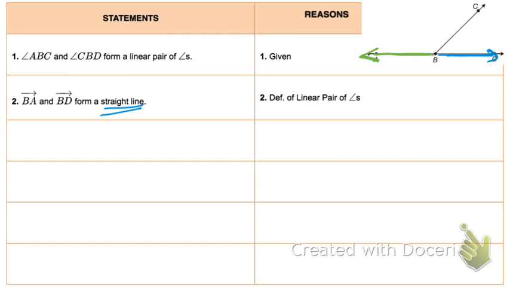So remember, with proofs, you can say a statement and then you have to say, well, why can I say that? Justify why you can make that statement. And we can make that statement because of the definition, that's the abbreviation for definition of linear pair of angles. Okay, so we know those two rays form a straight line. Now, where do we go from there?